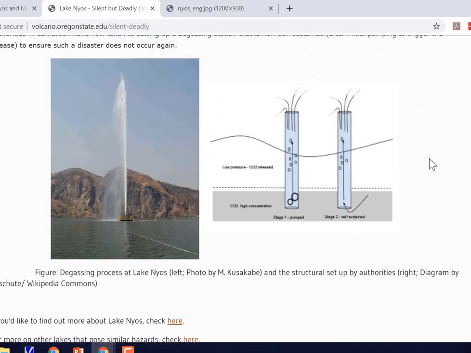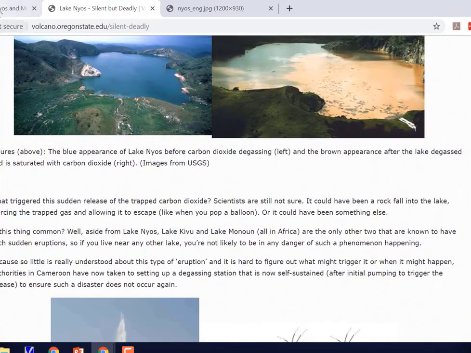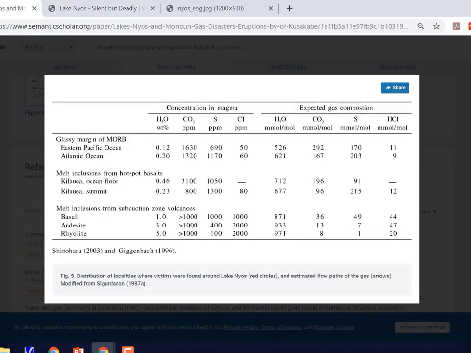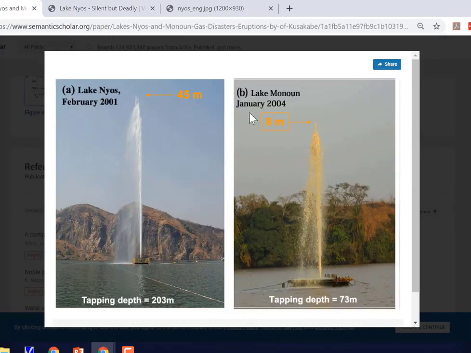Okay, so there's another one just down the road from it called Lake Monoun, and it has the same type of thing, but not as much pressure. So they're at 203 meters, that's 600 feet deep. I said it was deep, 600 feet. That did not look like a 600 feet deep lake, did it? And this one's only 200 feet deep, so they don't have as much pressure. It only goes up to 8 meters, only 24 feet. That's 150 feet.